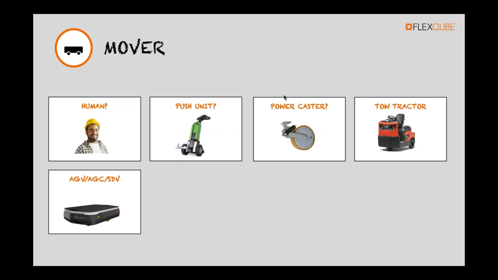We also see a really strong trend when it comes to robotics or automated solutions. It's called AGV, AGC, and SDV, which is self-driving vehicle. So this is something that for sure will increase, and we will see more of those in the plants going forward.